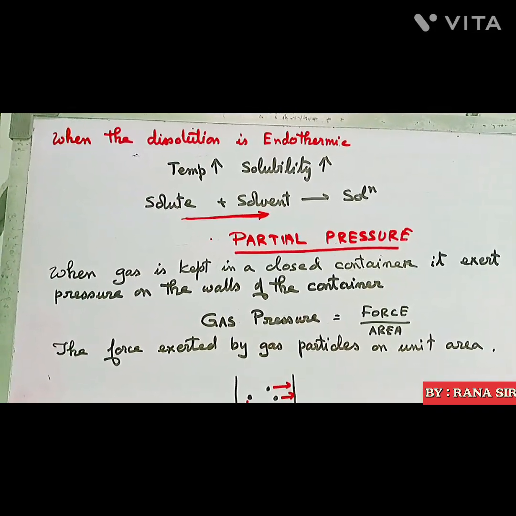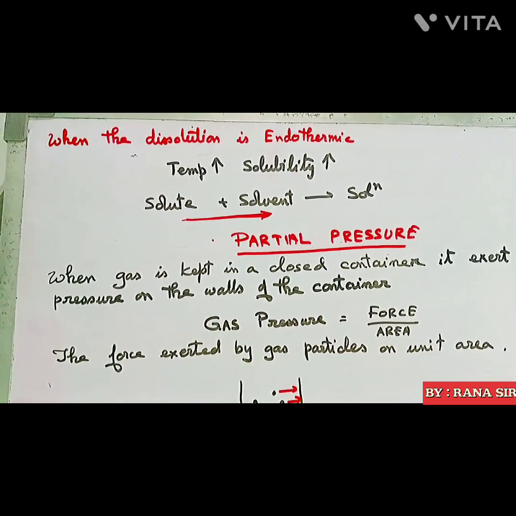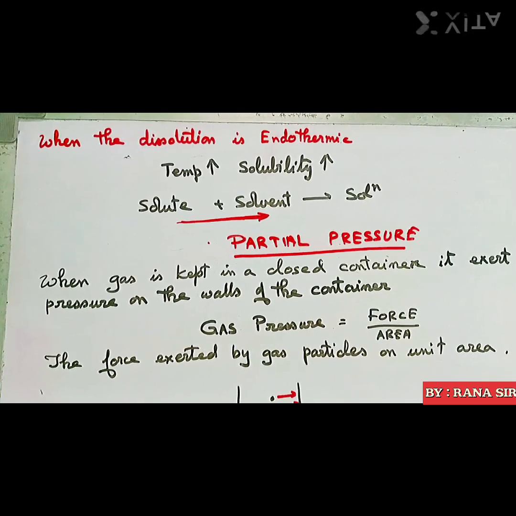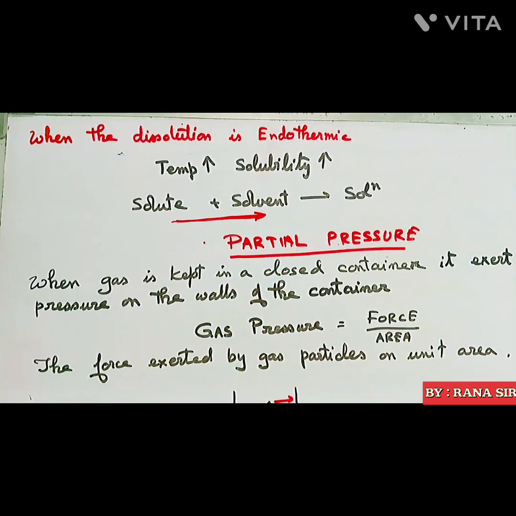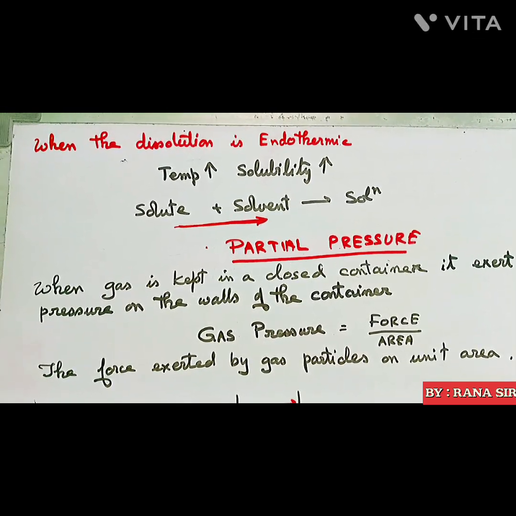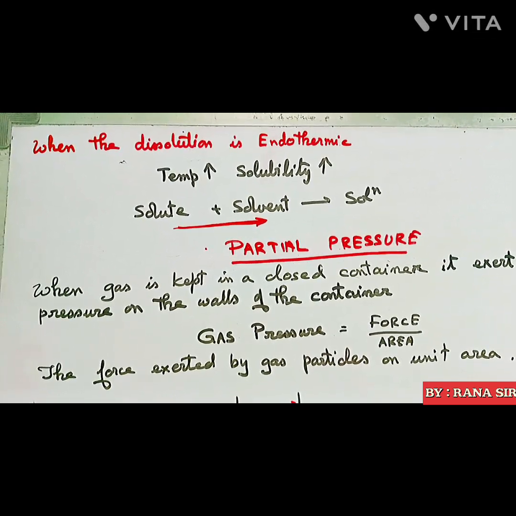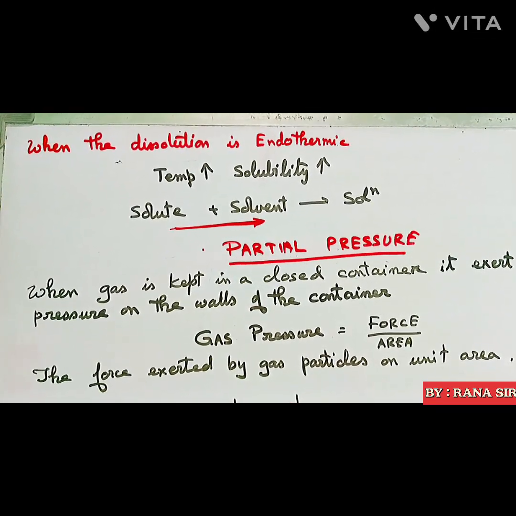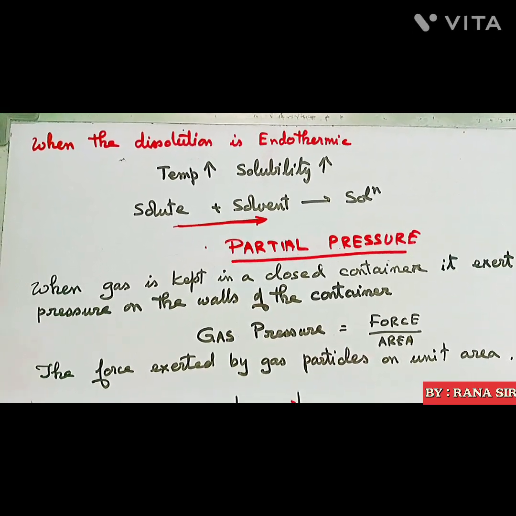So when dissolution is endothermic, means heat is absorbed, with the rise in temperature, solubility also increases because now the equilibrium will shift towards the right. Right means towards the dissolution. Dissolution means the solute will now be dissolved in solvent more. So when the dissolution is endothermic, the equilibrium balance shifts towards the right and hence the solubility will also increase.